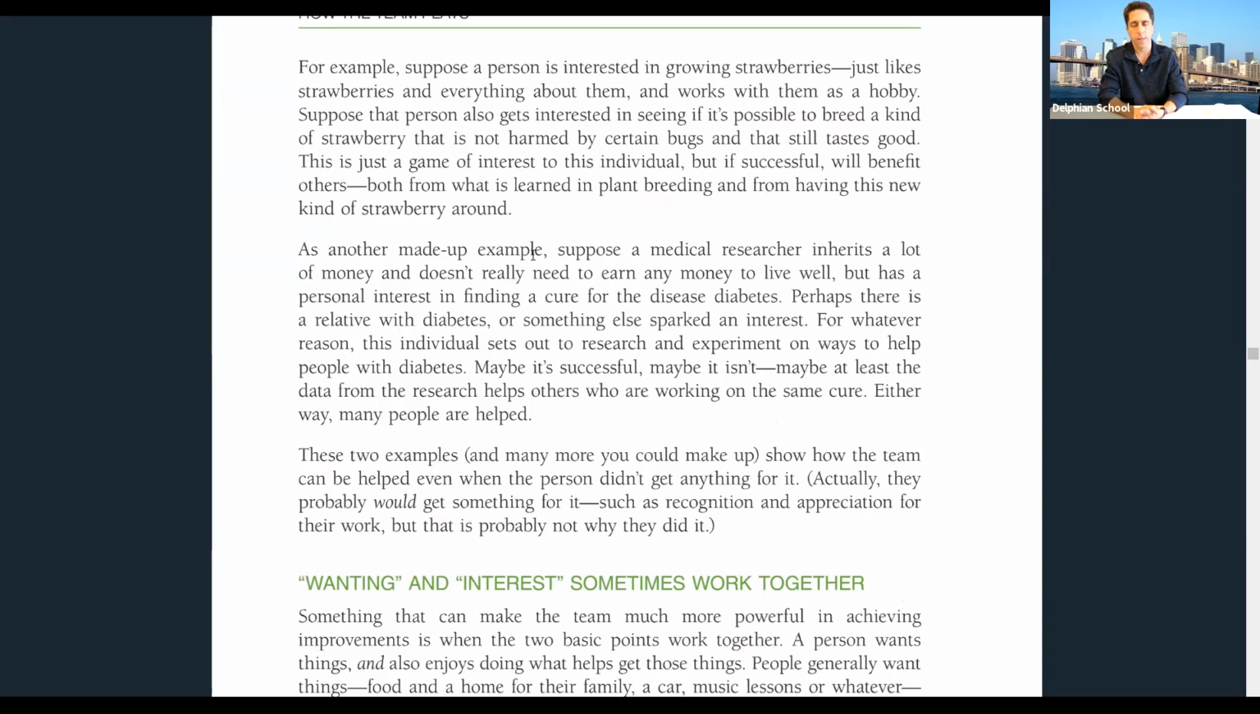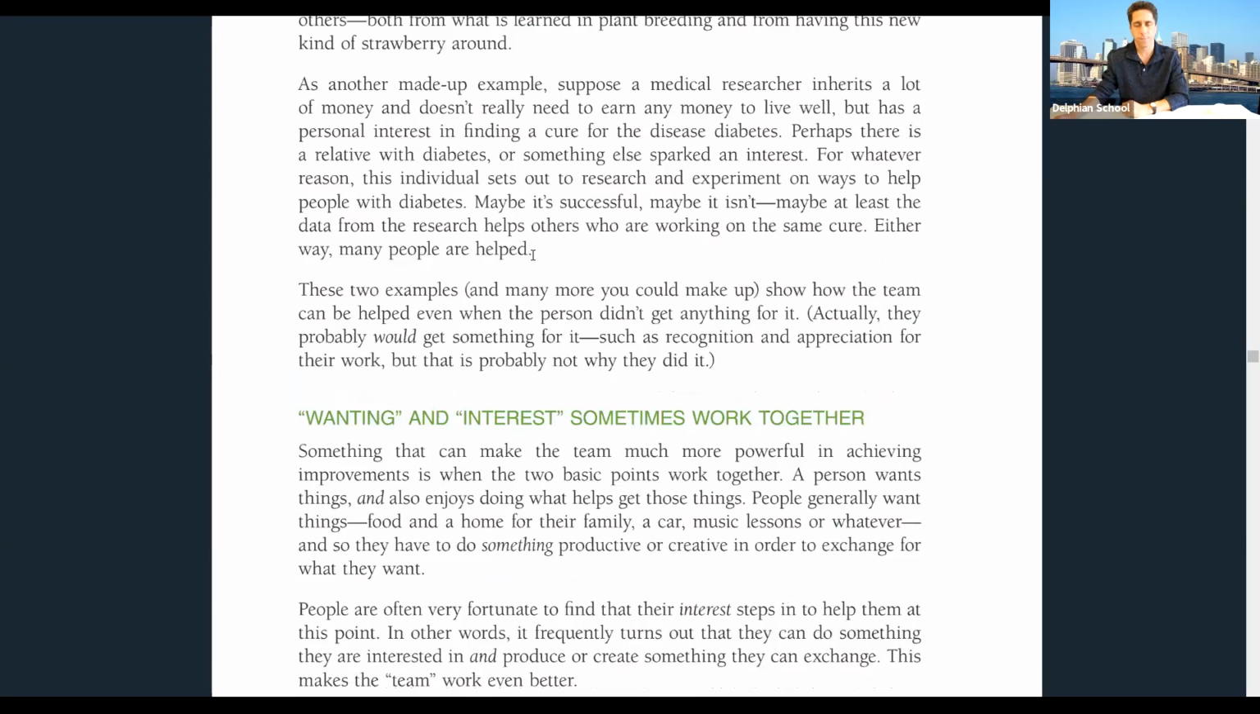As another made-up example, suppose a medical researcher inherits a lot of money and doesn't really need to earn any money to live well. But he has a personal interest in finding a cure for the disease diabetes. Perhaps there is a relative with diabetes or something else sparked an interest. For whatever reason, this individual sets out to research and experiment on ways to help people with diabetes. Maybe it's successful, maybe it isn't. Maybe at least the data from the research helps others who are working on the same cure. Either way, many people are helped.